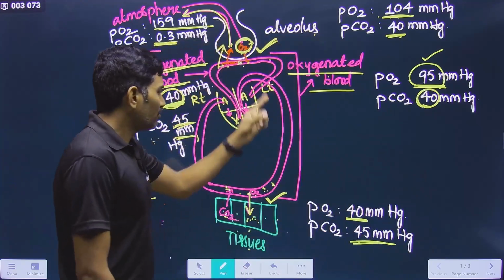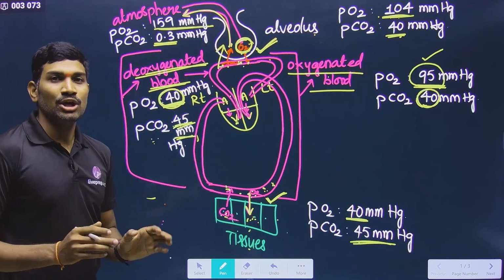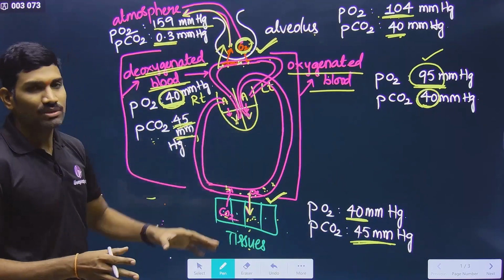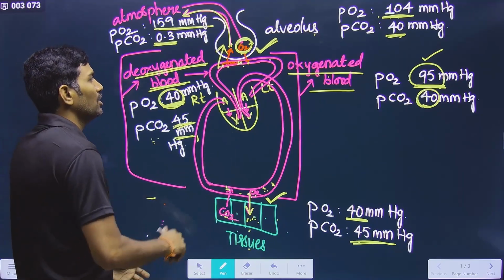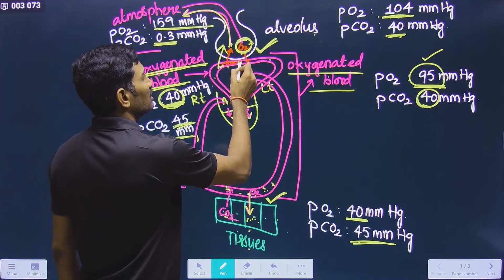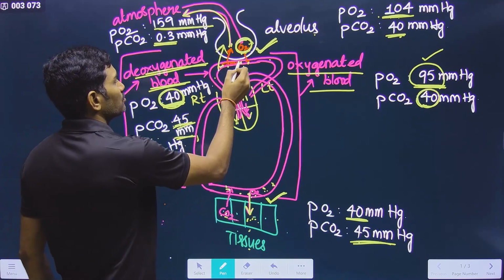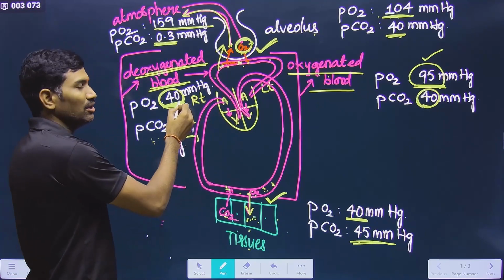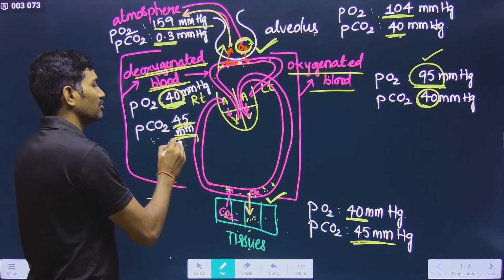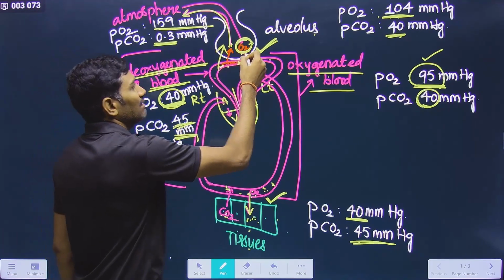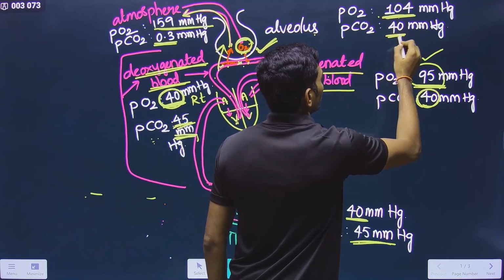So in this way, for individual gases we have studied. Now for both at a time, same information, I will tell you. Now deoxygenated blood is going to the lungs. In the deoxygenated blood, oxygen is 40 and CO2 is 45. But within the alveolus, oxygen is 104, CO2 is 40.